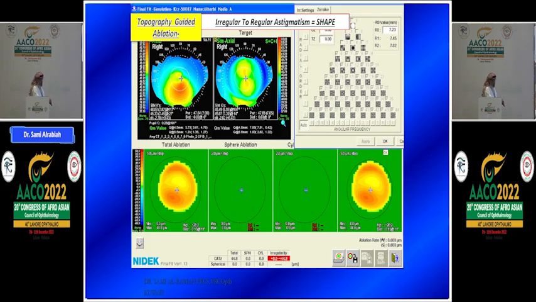And then you look at this one. This is a keratoconus, and you only treated one thing. No sphere, no cylinder. We did nothing here. It is only the wavefront. By wavefront, you change it from irregular to regular astigmatism. And changing to regular astigmatism really gives the patient a lot of improvement in vision with glasses or with contact lenses or with phakic IOLs.